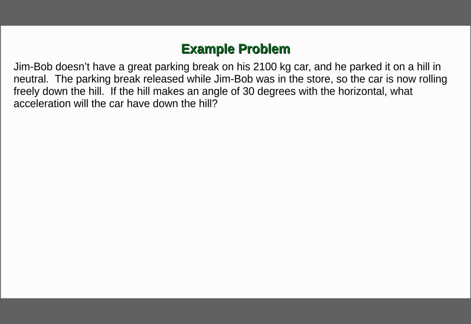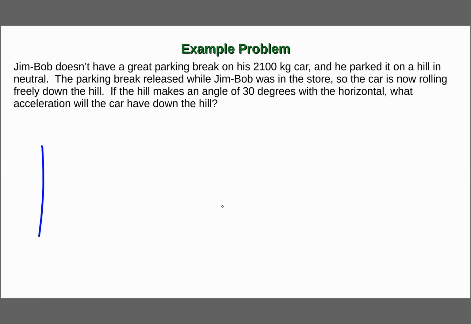Jim Bob doesn't have a great parking brake on his 2100 kilogram car, and he parked it on a hill in neutral. The parking brake released while Jim Bob was in the store, so the car is now rolling freely down the hill. If the hill makes an angle of 30 degrees with the horizontal, what acceleration will the car have down the hill? So let's start this problem the same way we always do.